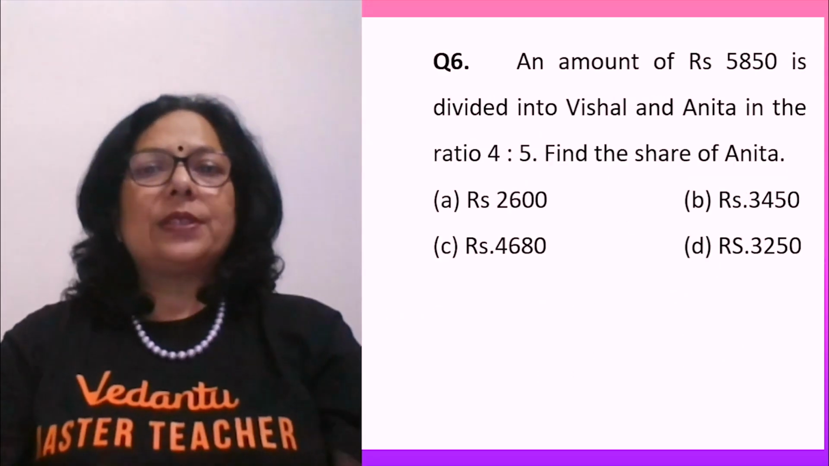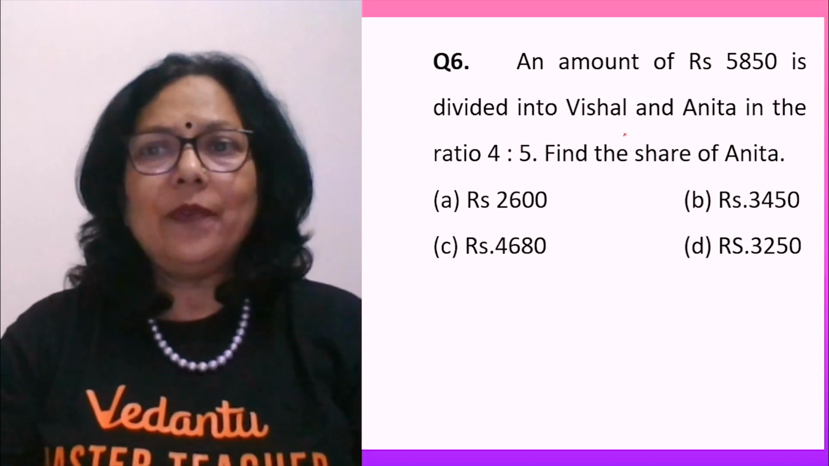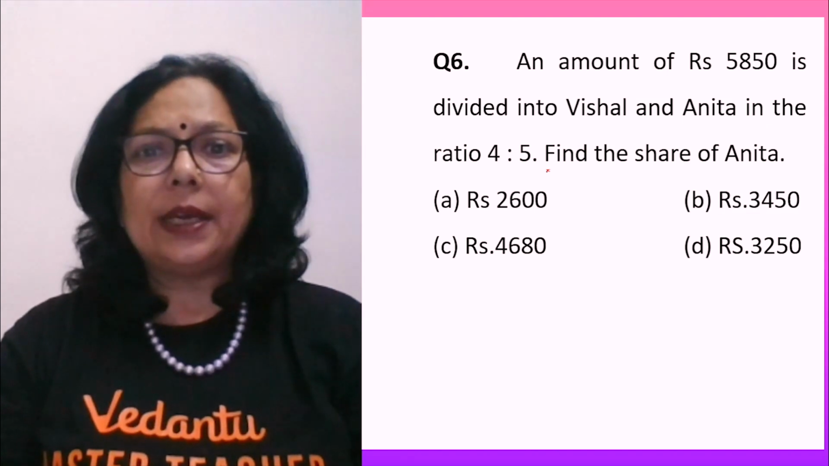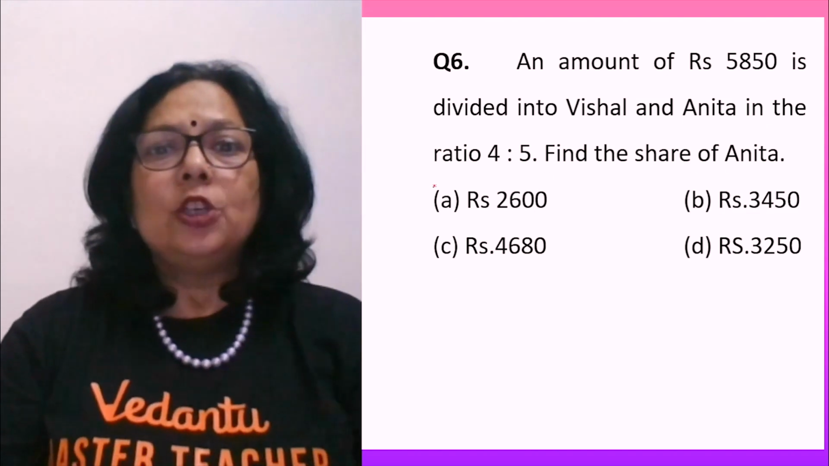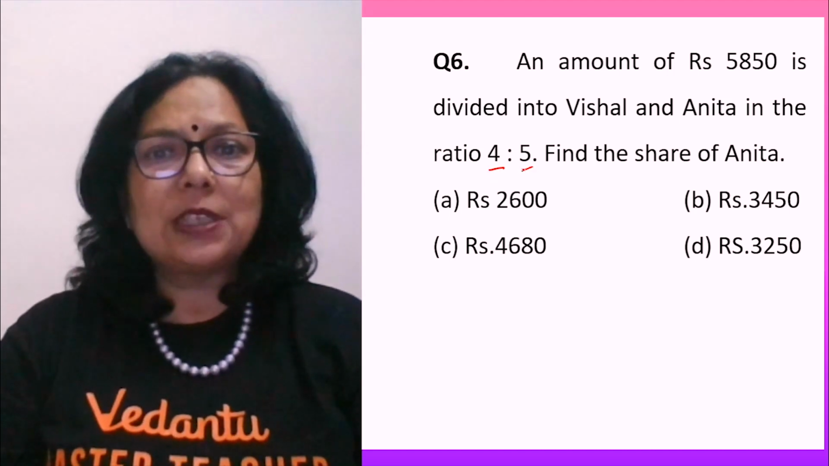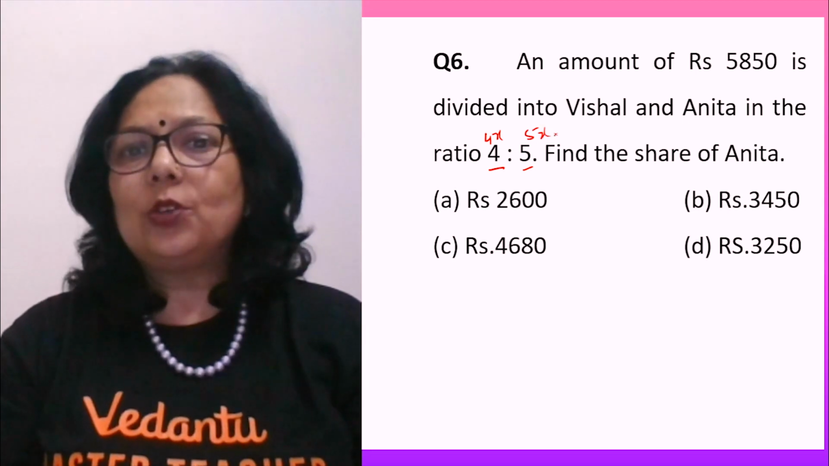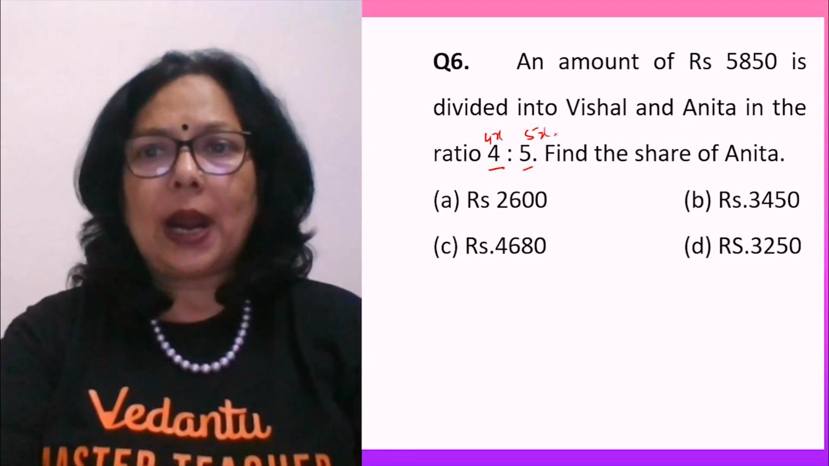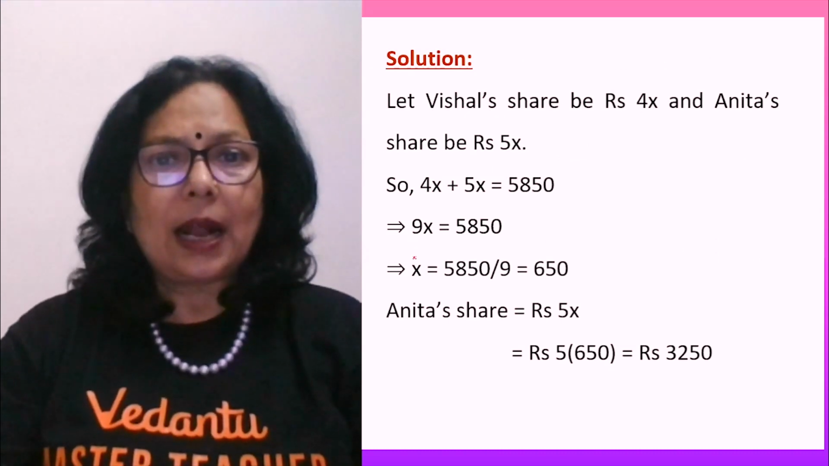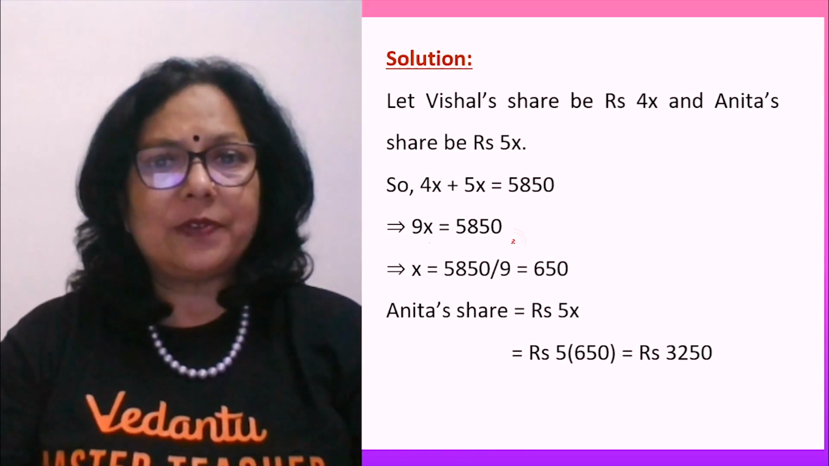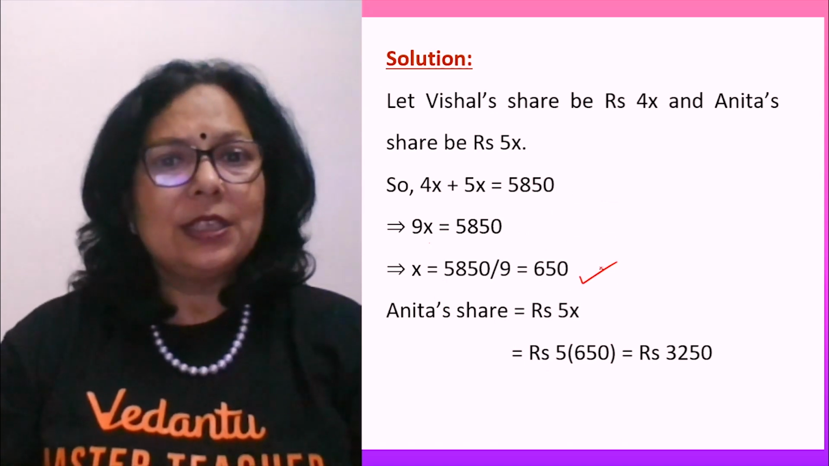Now a very easy question. An amount of rupees 5850 is divided into Vishal and Anita in the ratio of 4:5. Find the share of Anita. So in any case, we will suppose that 4x and 5x are the two parts. These two parts add up to give you 5850, and it comes 9x is equal to 5850. X ki value will be 5850 divided by 9, that is 650.